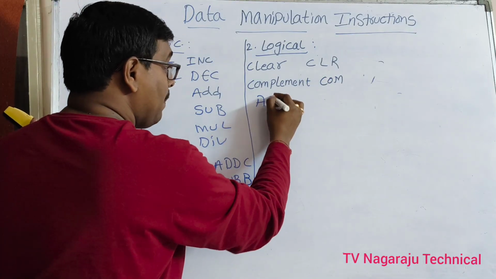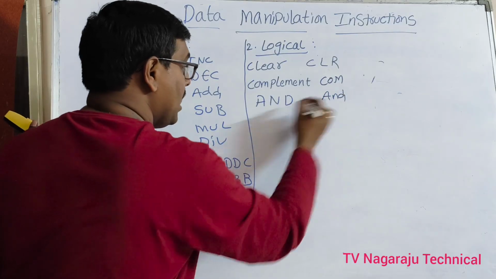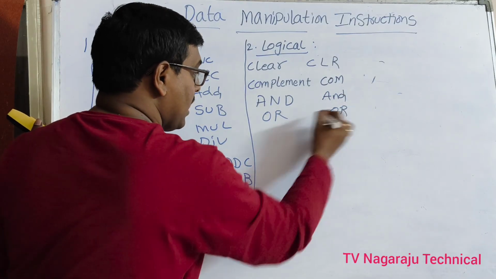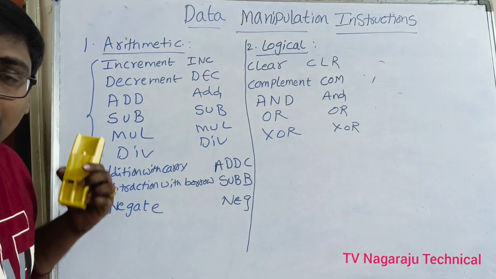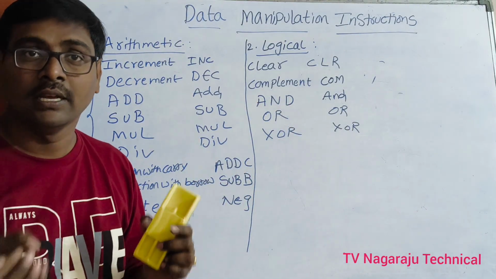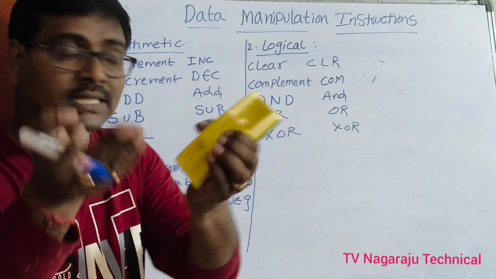Then the AND operation, the symbol is AND, then the OR operation and the XOR operation. I will explain with one example. What is the purpose of AND, OR, and XOR? The AND operation is used for clearing, that is, masking the bits.